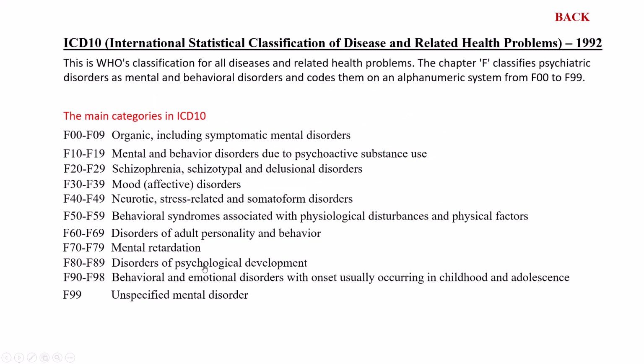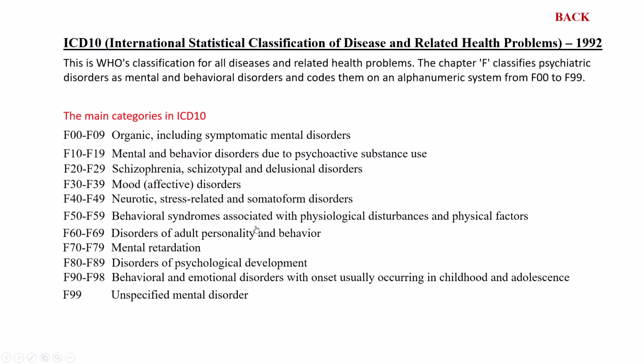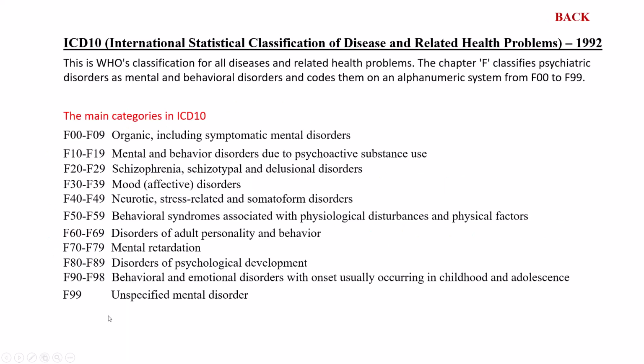F80 to F89 is disorders of psychological development, such as attention deficit hyperactivity. These are childhood disorders that come under here. And then behavioral and emotional disorders with onset usually occurring in childhood and adolescence, some other types. Then unspecified: disorders not mentioned above or not coming under the above categories come under unspecified mental disorders. In this way, these are the ICD-10 classifications related to mental disorders.